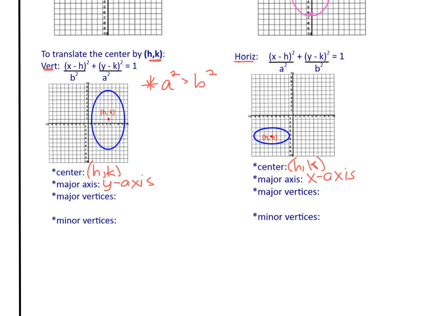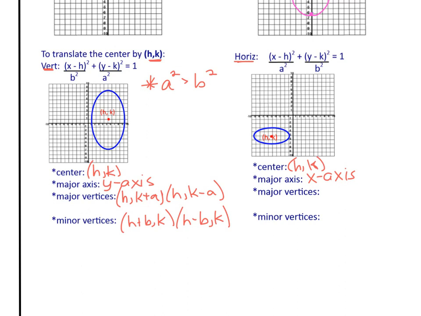Now the major and minor vertices are a little trickier to write out, but when we graph them, we're just going to move them in all the directions like we did up above. For those major vertices, on the vertical ellipse, the h will stay the same, but you're going to add a and then subtract a from the k part of the center, and that will move it up and down. The minor vertices, you'll actually add and subtract b to h. So you'll move it to the right and to the left. So I know that looks kind of tricky, but it's actually pretty easy once we do the actual sketch.